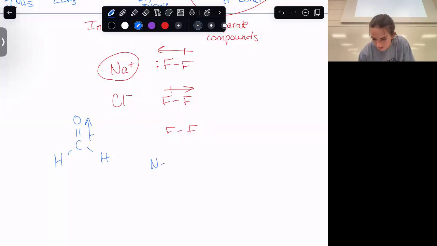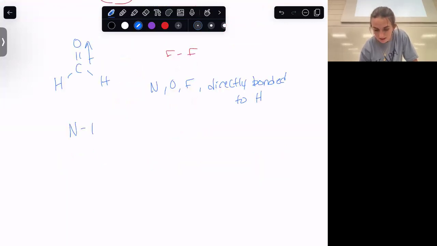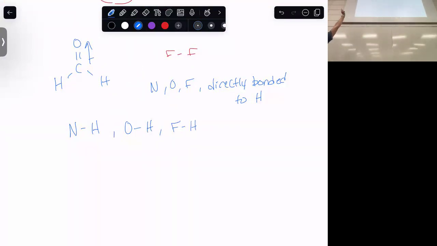Good, it has to be N, O, or F directly bonded to a hydrogen. So that means you need to have N bonded directly to an H, O bonded to an H, or F bonded to an H. In this case, what is oxygen bound to? It's bound to carbon. So if you have just a big slurry of this HCOH compound, it cannot hydrogen bond with itself because there's no oxygen-hydrogen bond directly.